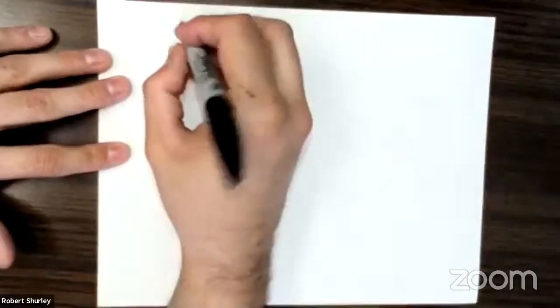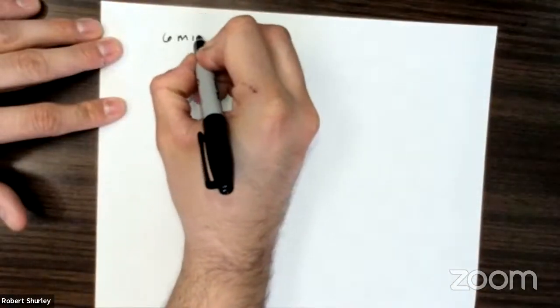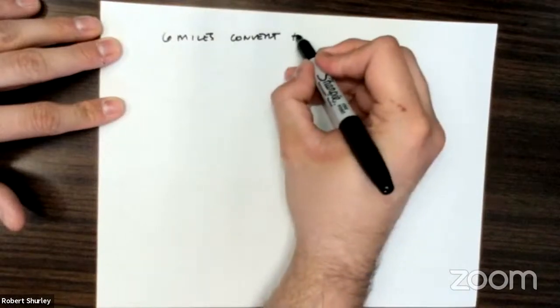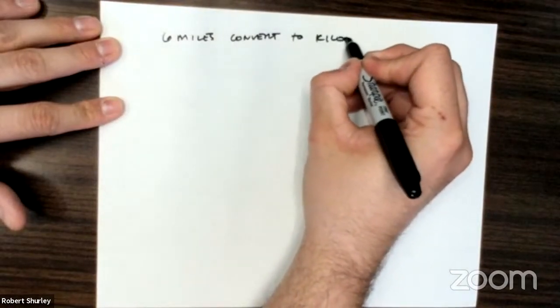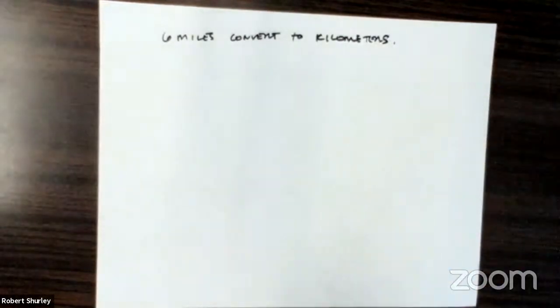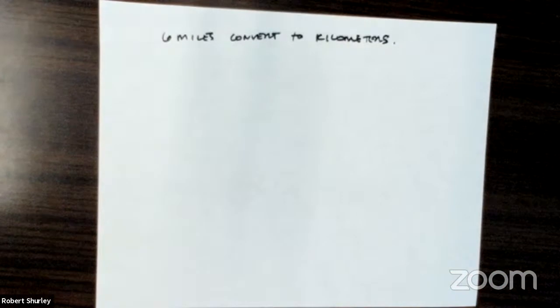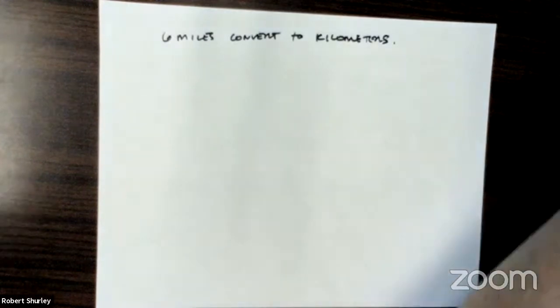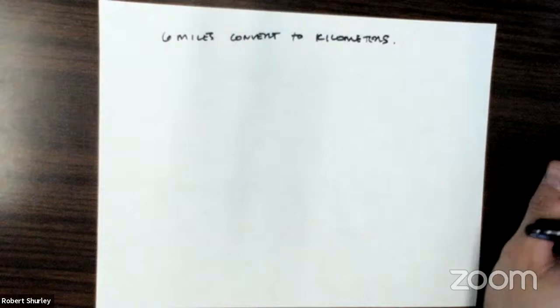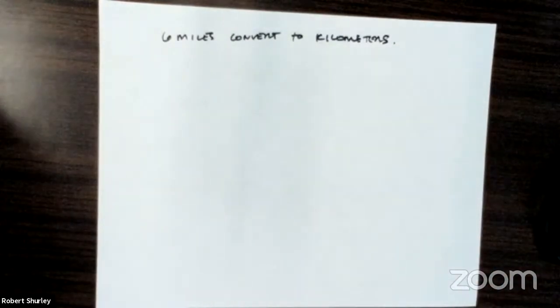So let's say we ran 6 miles, and we want to convert that to kilometers because now we're in Canada. And I want to brag about it on my social media. Well, the Canadians don't know what miles are. So I'm going to look up how many kilometers are in a mile. Except actually, I know this.